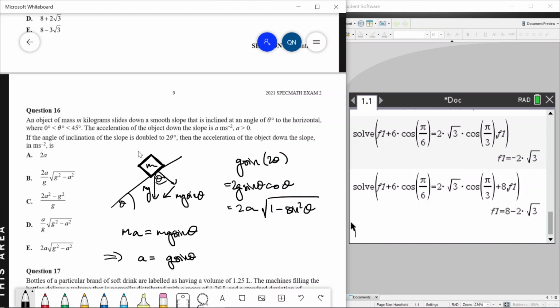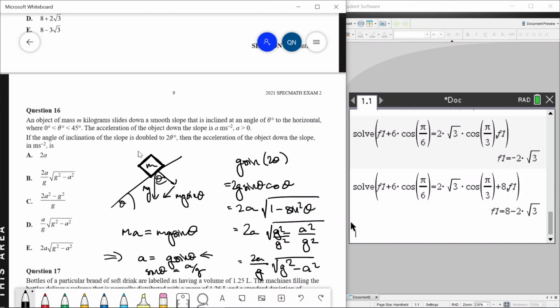Now, what is sine of theta? We can use this relationship over here, which gives us sine theta is equal to a over g. So this is equal to 2a square root of 1 minus a squared over g squared. Okay, now we can turn this one into g squared over g squared, and this becomes 2a. Factoring out the g squared from the denominator in that square root just gives us g, and then we have the square root of g squared minus a squared.